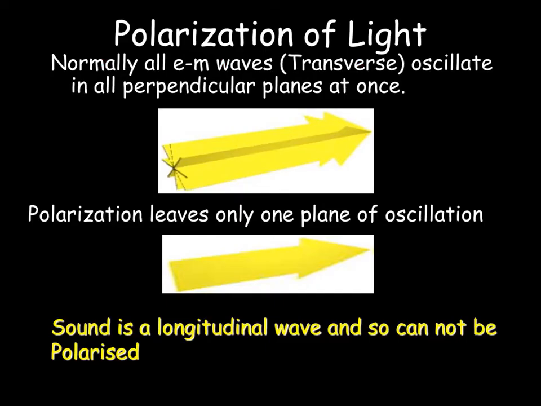Moving on to polarization, which is where light, which is normally in its unpolarized form, oscillating in many angles as it comes towards you, many different planes, is reduced to only one plane of oscillation. So polarization is when an electromagnetic wave or a transverse wave is reduced to just one plane of oscillation. Now, sound, being a longitudinal wave, cannot be polarized. Again, as I said, that's the definition between the two.